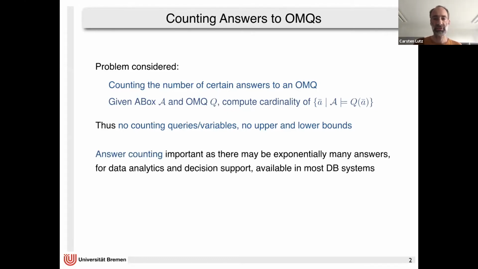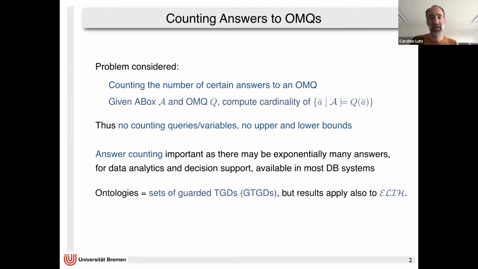Why is this interesting or could be interesting? Well, one reason is that, of course, there can be many answers. There can be exponentially many answers in the arity of your query. And before you try to compute all of them, you might want to be informed that there are very many. And then there are applications where you are really more interested in the count rather than in the actual answers, in particular in data analytics and in decision support. And also counting the number of answers is something very essential in databases. It's supported by essentially every database management system out there.